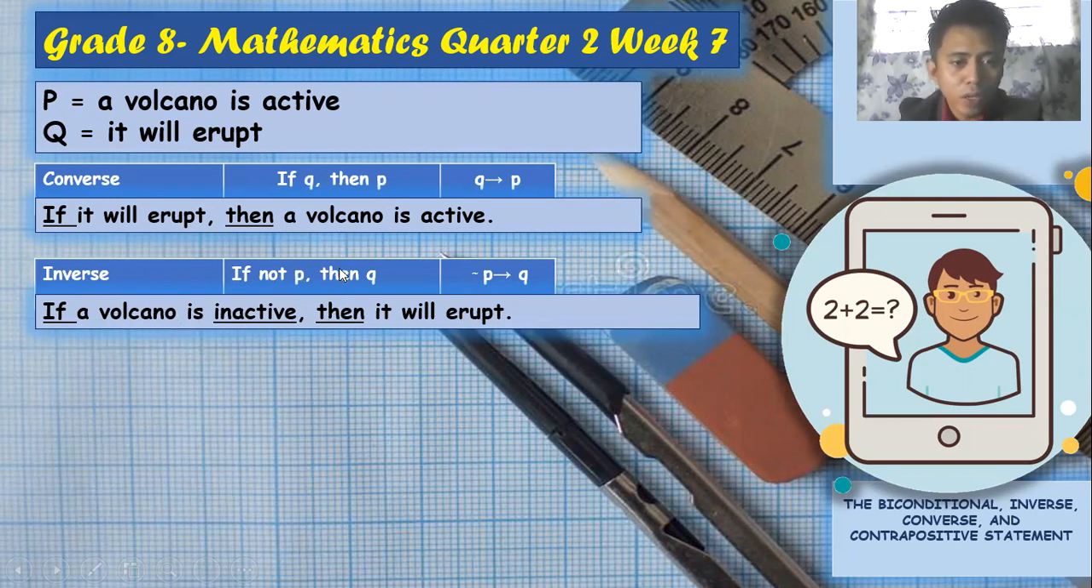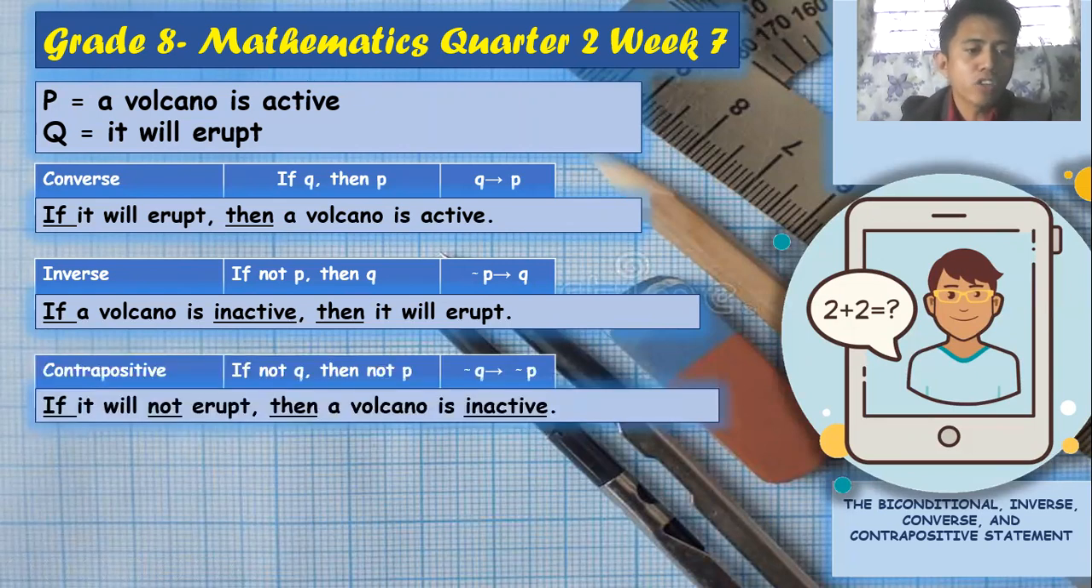Then follow with the word then; after then is our Q. What is our Q? It will erupt. That's why after then we have it will erupt. So by using the inverse pattern, if not P, then Q, we can conclude that our inverse statement is: if a volcano is inactive, then it will erupt. So that is our inverse statement. Is this clear?